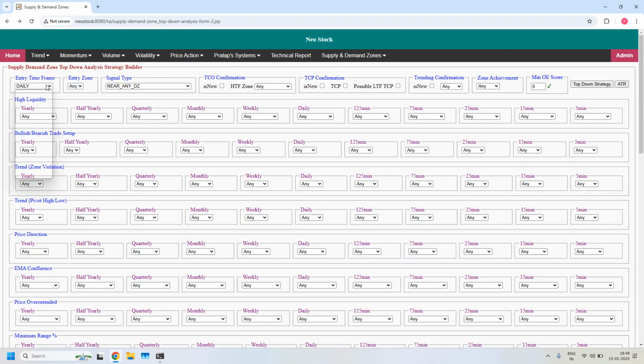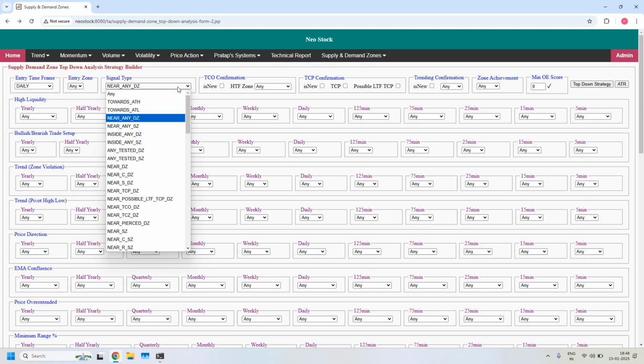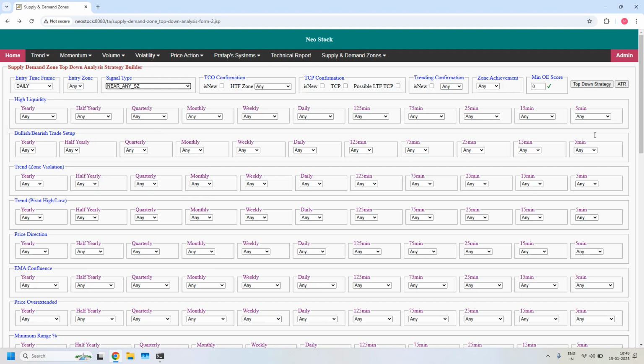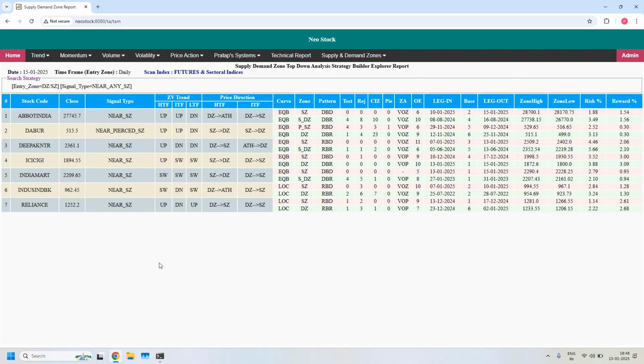Okay, next daily time frame. Let us find the stocks near daily supply zone. We got 7 stocks. Let us identify high liquidity supply zones from this list. No, we don't have any high liquidity supply zones from this list. That means daily time frame we don't have any stocks near the demand or supply zones. We don't have any today. But we may see in 75 minutes time frame.